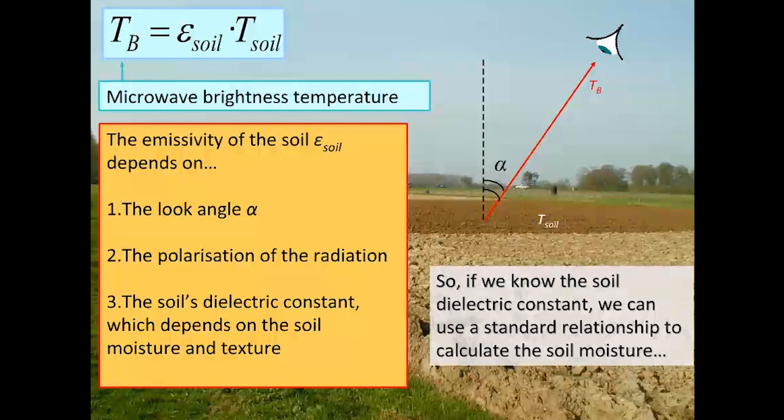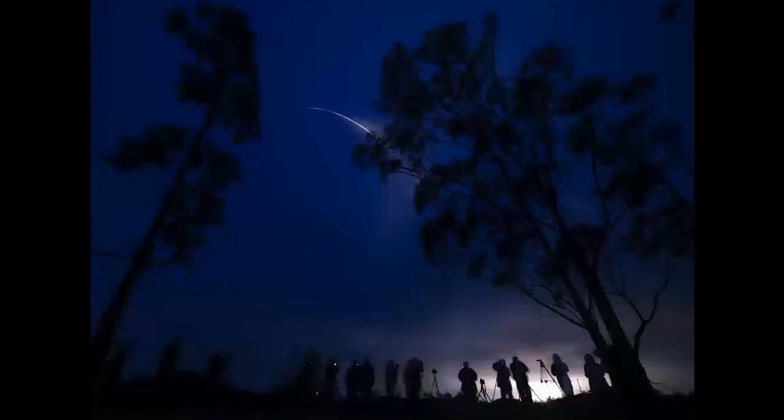moisture. SMAP has a very specific incident angle, so we take the look angle, we take the polarization of the radiation and the dielectric constant to give us our brightness temperature, and that's what we use to calculate our soil moisture in the equations for all of the products that you're going to see from SMAP.